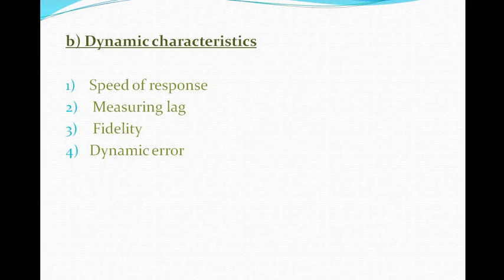Fidelity is defined as the degree to which a measurement system indicates change in measurement without dynamic error. Whereas dynamic error is the difference between the true value of the quantity changing with time and the value indicated by the measurement system if no static error is assumed.